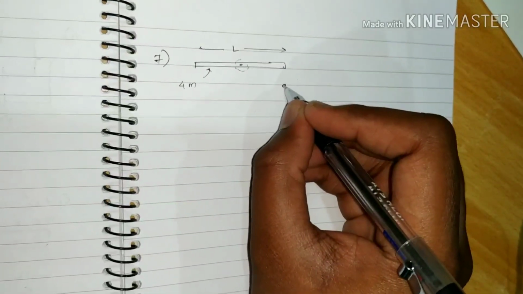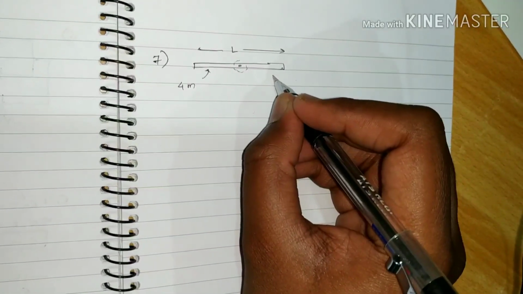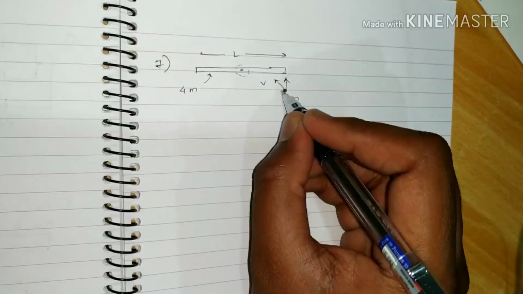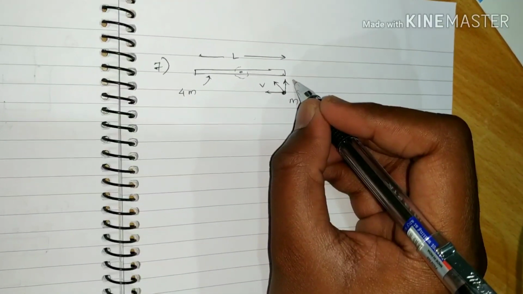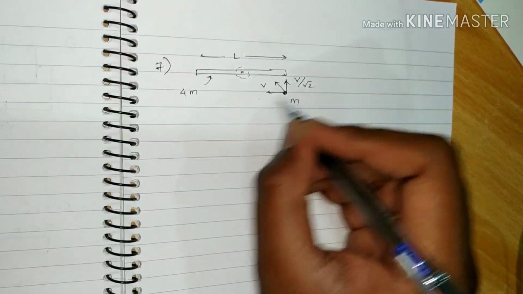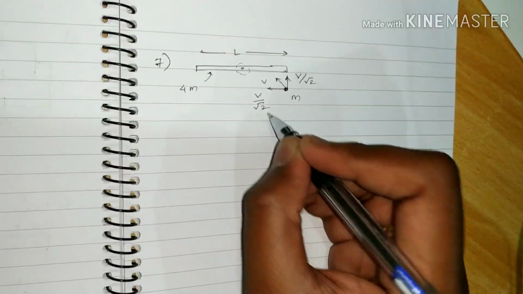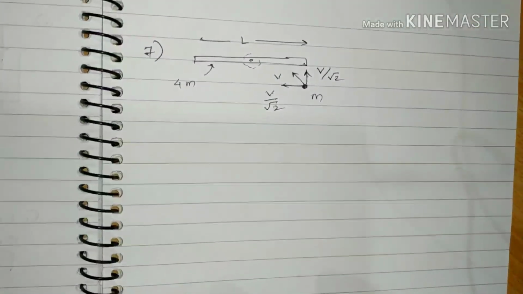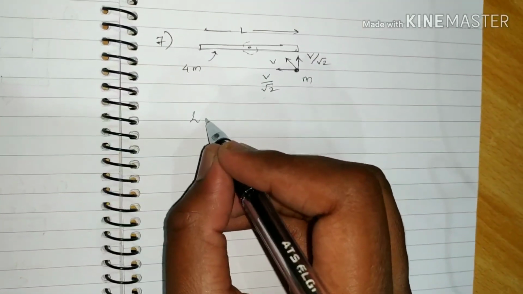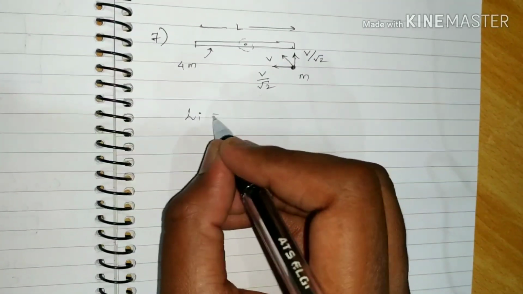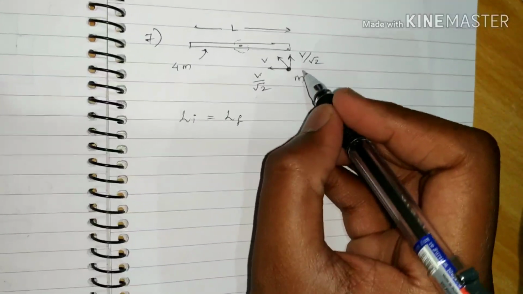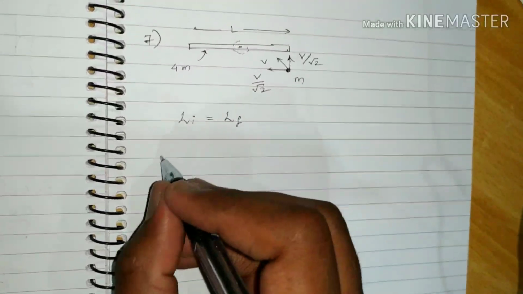There is another body of mass m, which is approaching this rod with a speed v, making an angle of 45 degrees, which means there will be two components. One component will be v sin 45, another component will be v cos 45. Since sin 45 and cos 45 both have the same value, I shall directly write the values of the components. Now, according to the law of conservation of angular momentum, initial momentum will be equal to final momentum. Now, initial momentum: initially, there is only this particular body which is moving.